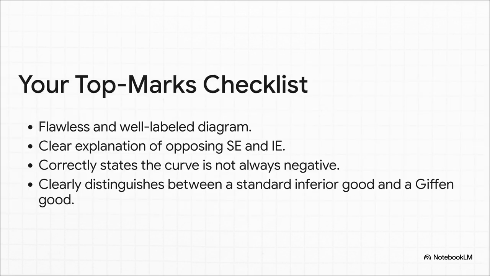You should really think of this as the examiner's secret checklist. This is what they're looking for: a flawless diagram, a super clear explanation of that tug-of-war between the substitution and the income effects, the correct answer, no, to that second question, and crucially, you have to clearly distinguish between a regular inferior good and a Giffen good. You nail these 4 points, and you are golden. You're getting top marks for sure.